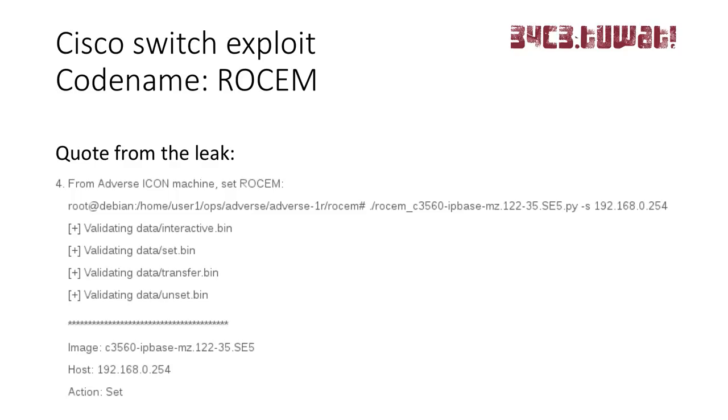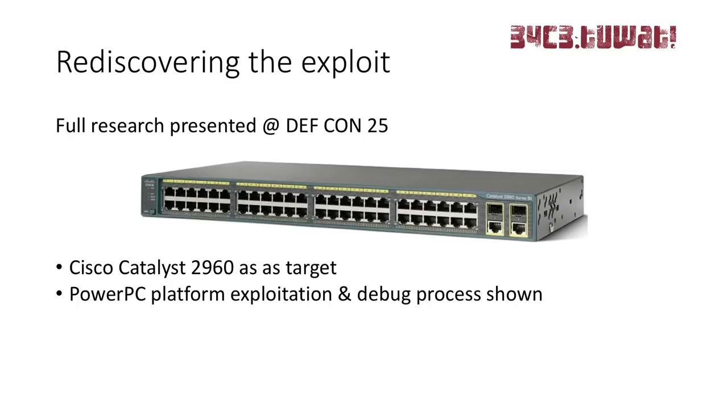So basically, this worked as follows. There were two modes of interaction. For example, an attacker could connect to the telnet, overflow the service, and be presented with a privilege 15 shell. The other mode of operation was to set it so that for all subsequent connections to the telnet, there would be access without credentials. So I did rediscover this exploit. The full research was presented at DEF CON 25.